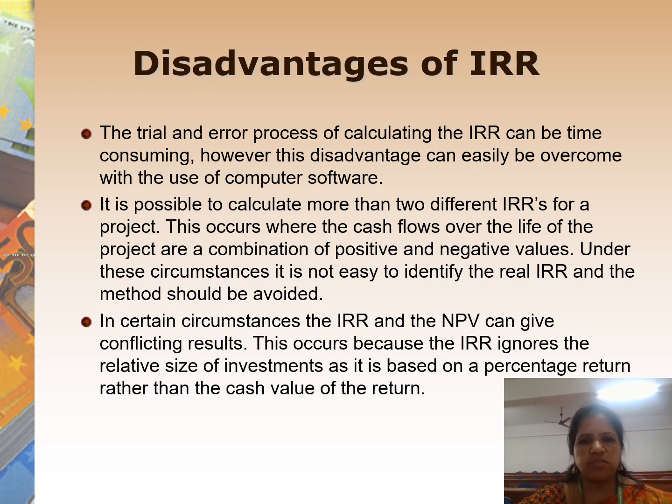To summarize, the trial and error process of calculating the IRR can easily be overcome with the use of computer software. Cash flows over the life of the project may be a combination of both positive and negative values. It also ignores the real size of the investment, being based on the percentage return. The NPV will depend upon the cash value of the return.